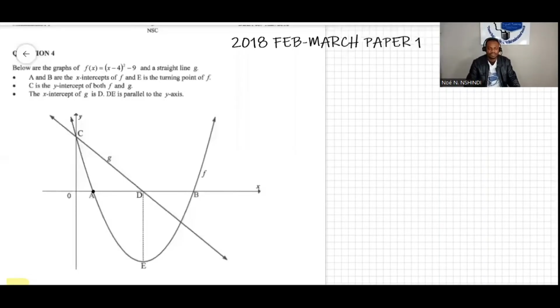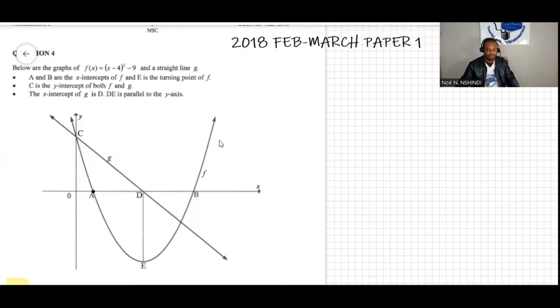Well, we have another question here, question 4. The question says that below are the graphs of f of x and the straight line G. A and B are the x-intercepts of f, and E is the turning point of f. C is the y-intercept of both f and G. The x-intercept of G is D. DE is parallel to the y-axis.